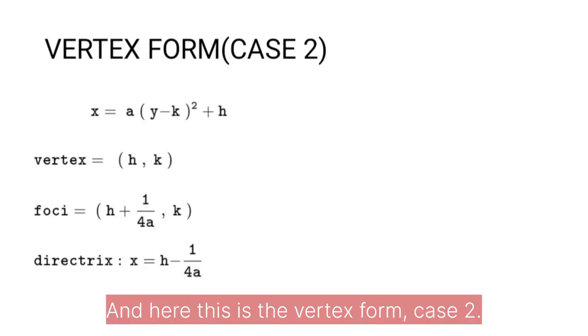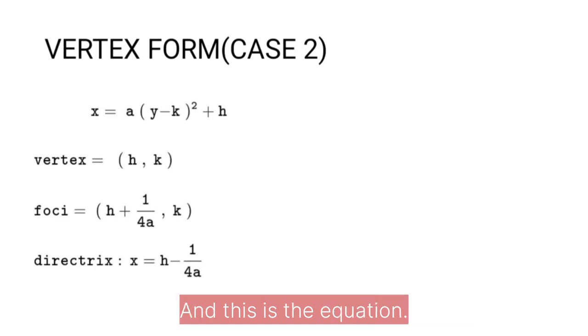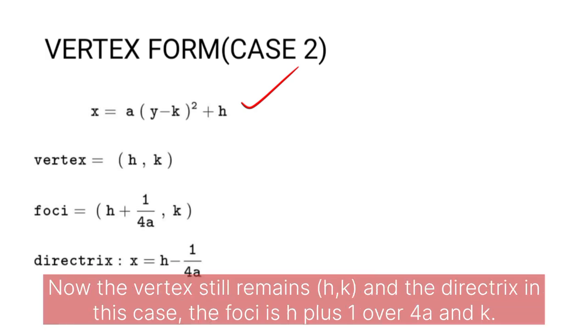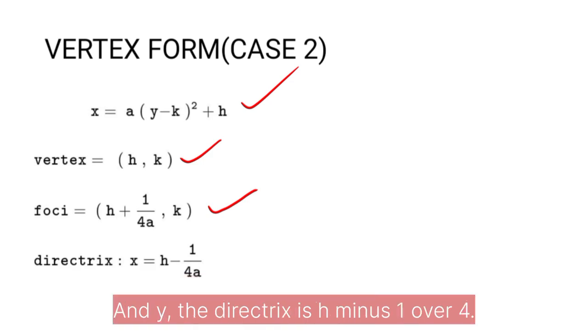And here is the vertex form, case 2, and this is the equation: x equals a times (y minus k) squared plus h. Now the vertex still remains (h, k), and the focus in this case is (h plus 1 over 4a, k), okay? And the directrix is x equals h minus 1 over 4a.